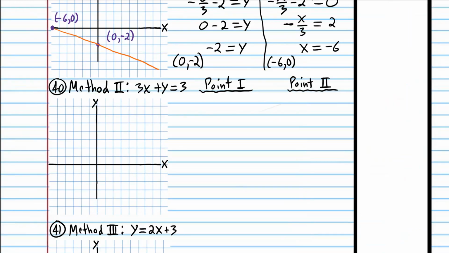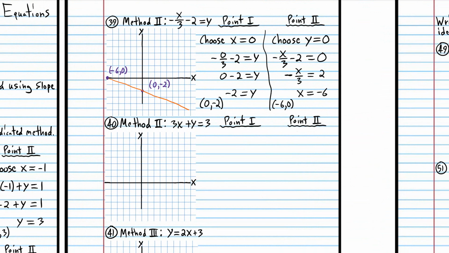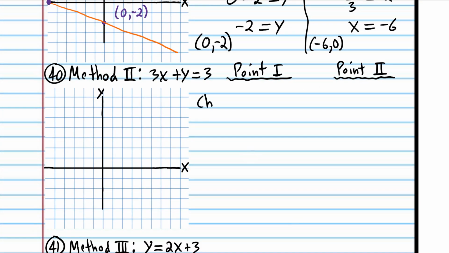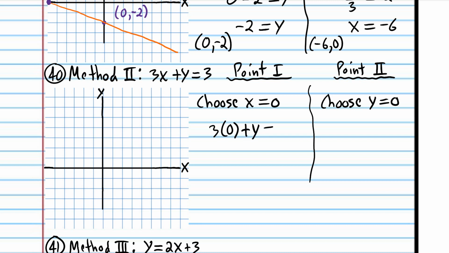All right, we're back. So we're going to choose not just any x value, but we're going to choose x equals 0. And over here, we're going to choose y equals 0. So if x is 0, we have 3 times 0 plus y is equal to 3. 3 times 0 is 0, and then y obviously equals 3. So we have 0, 3.